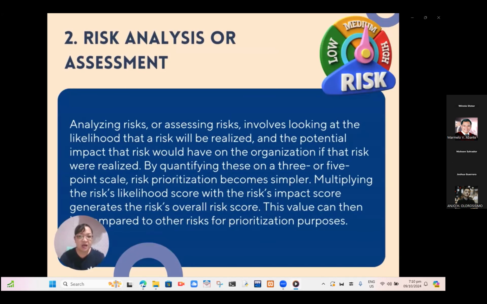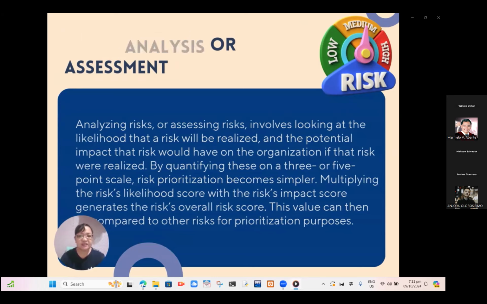Number 2 is risk analysis or assessment. Analyzing risks or assessing risks involves looking at the likelihood that a risk will be realized and the potential impact that risk would have on the organization if that risk were realized. By quantifying this on a 3 or 5-point scale, risk prioritization becomes simpler. Multiplying the risk likelihood score with the risk impact score generates the overall risk score. This value can then be compared to other risks for prioritization purposes.